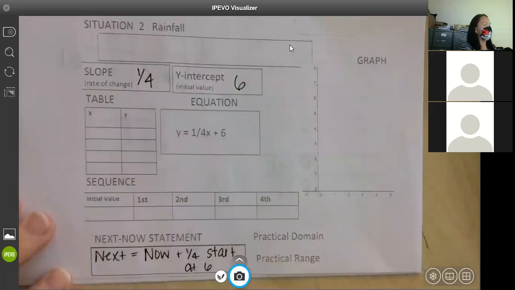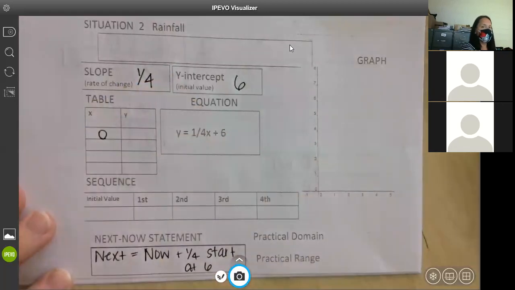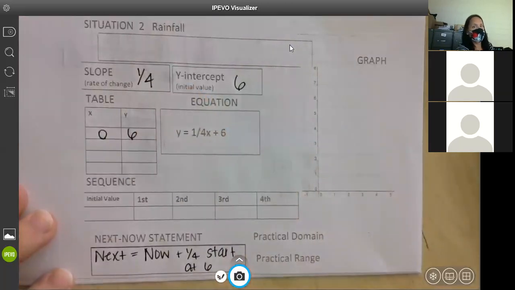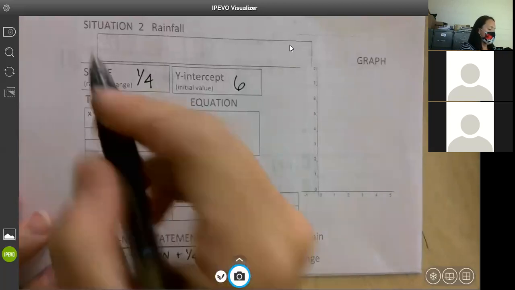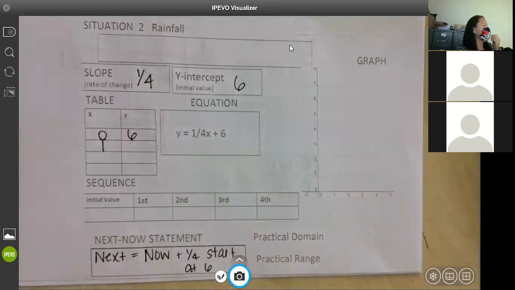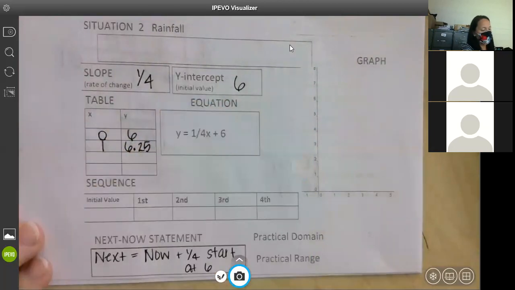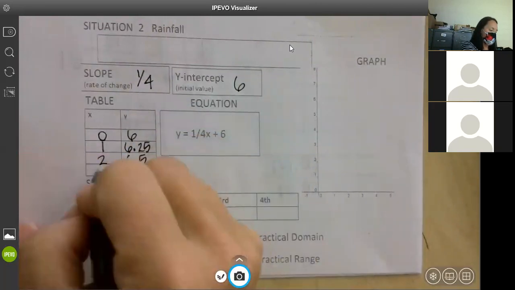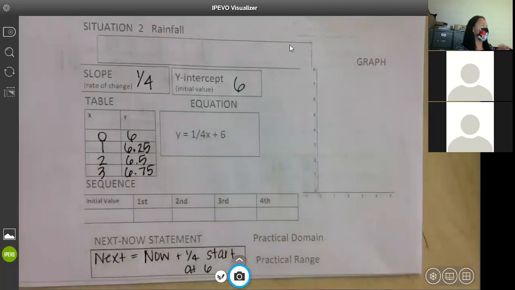Your table, what's the first coordinate that I start with? The first row. 0 what? What goes in the y? 6, what we start with. 6. Perfect, yes. Our slope is 1/4. That means we go up by 1/4. So at first hour, what is 1/4 as a decimal? 0.25. Yes, 6.25. Your second one go up by 0.25 again would be 6.5. And the third hour would be 6.75. Again, this sequence is exactly the same. I don't care about the graph or the practical domain.